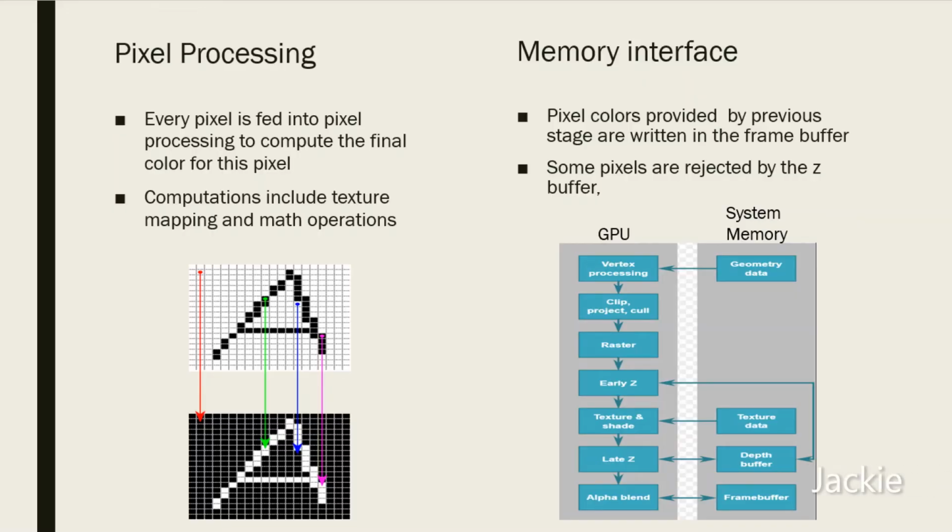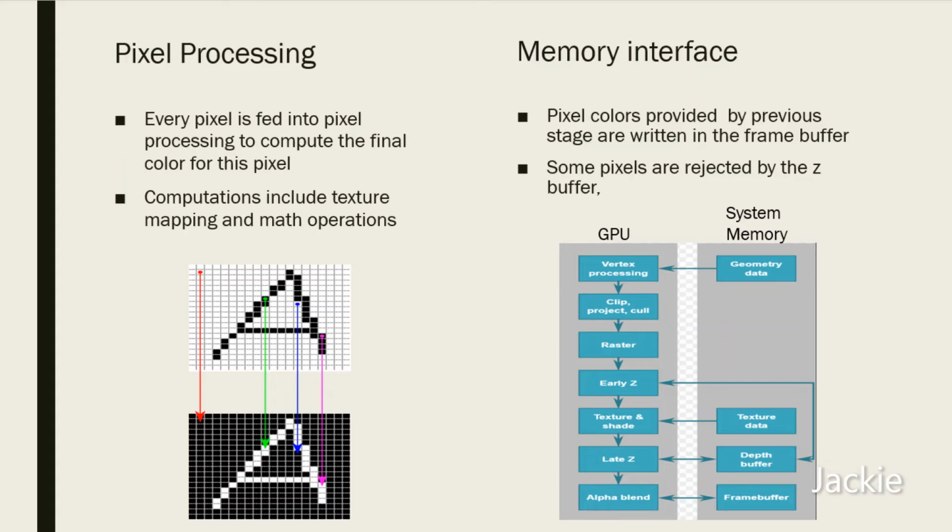The fourth stage is the pixel processing. Now, each pixel provided by the triangle setup is fed into pixel processing as a set of attributes which are used to compute the final color for this pixel. The computations taking place here include texture mapping and math operations.